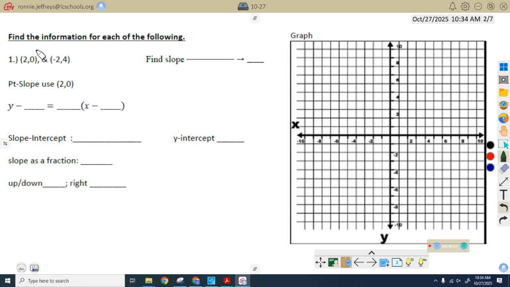Alright, so for this one, remember we're doing the odds in the Jeff method.